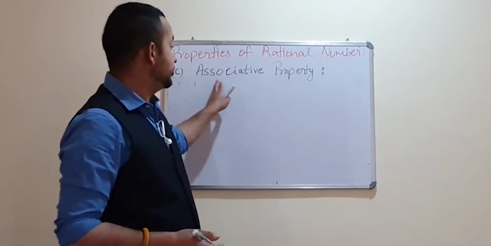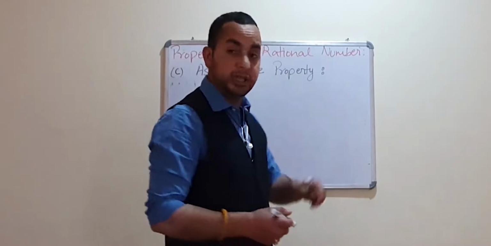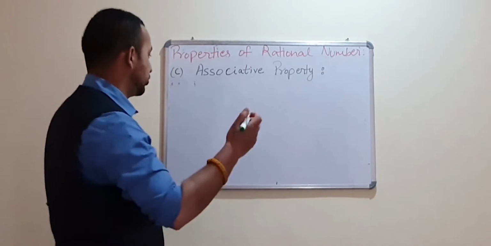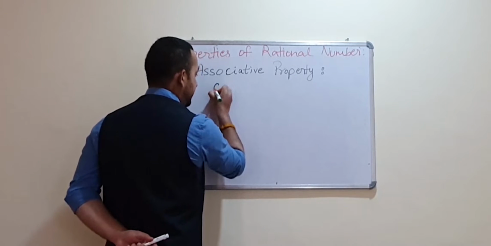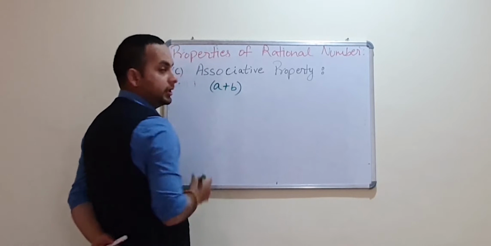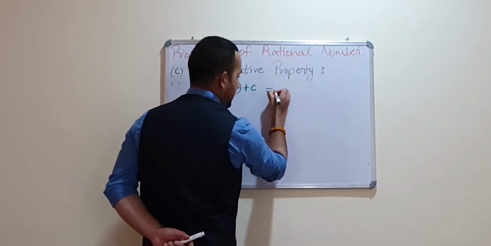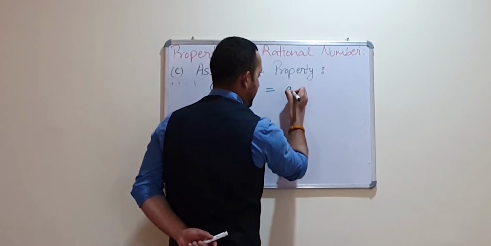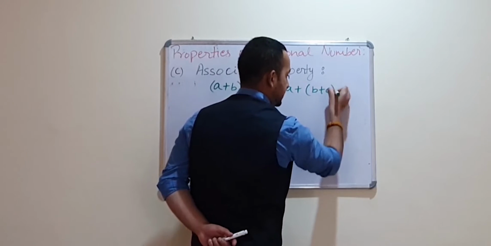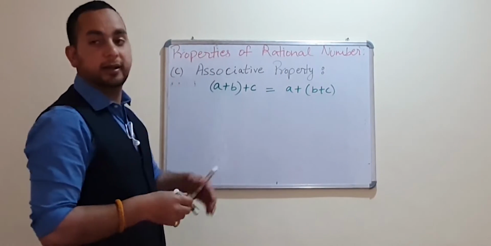Okay, now we are going to discuss the third property, that is associative property. The general formula is (a + b) + c = a + (b + c). This is the general formula that we had learned in class 7.